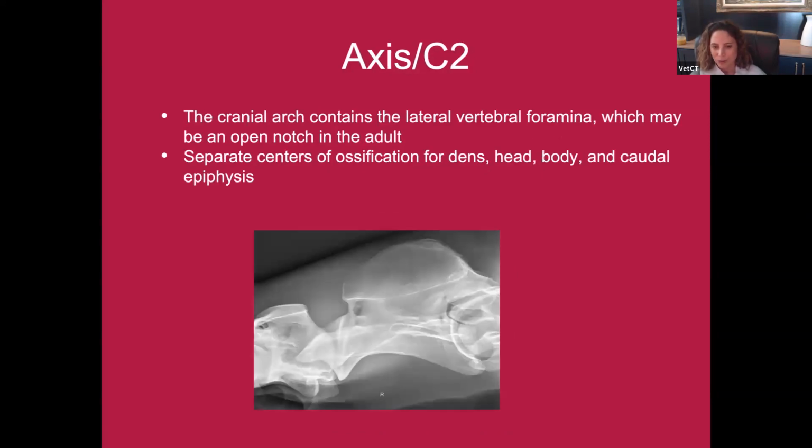Moving on to C2. C2 also has a unique appearance. We have the dens, and it has this large dorsal arch, and it has a transverse foramen or 2 transverse foramina, which in adult horses may or may not be closed. In this case, it's closed and it makes a nice little oval, but sometimes this is notched. This part is open and it's a notch, and that's absolutely normal as well. Beware again in foals, because C2 is made up of several separate centers of ossification, so it could easily be mistaken for fractures.